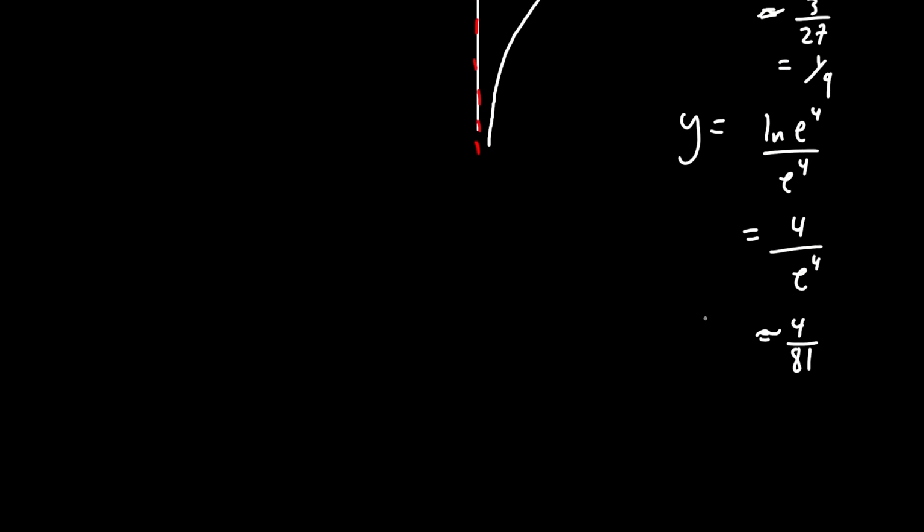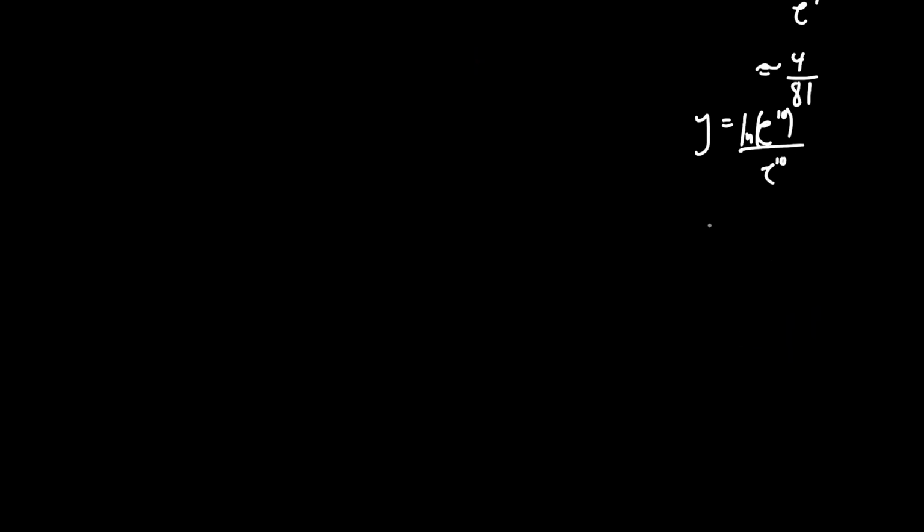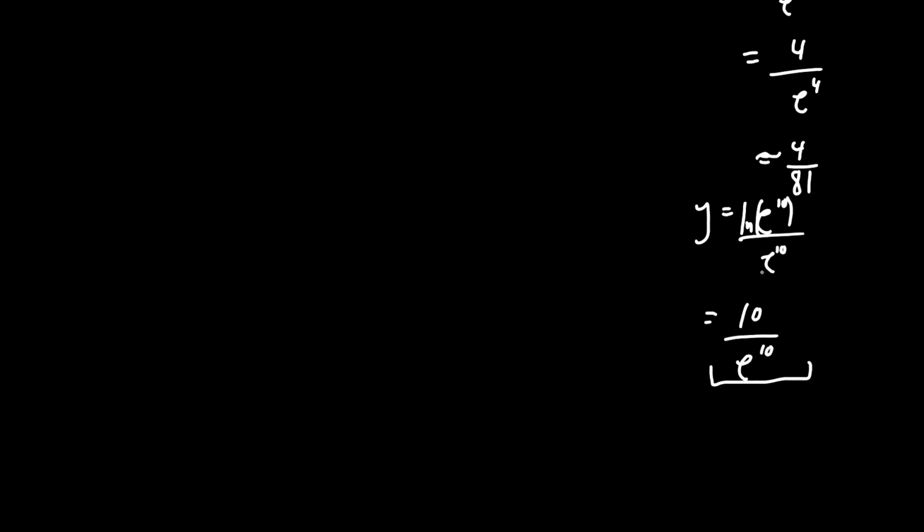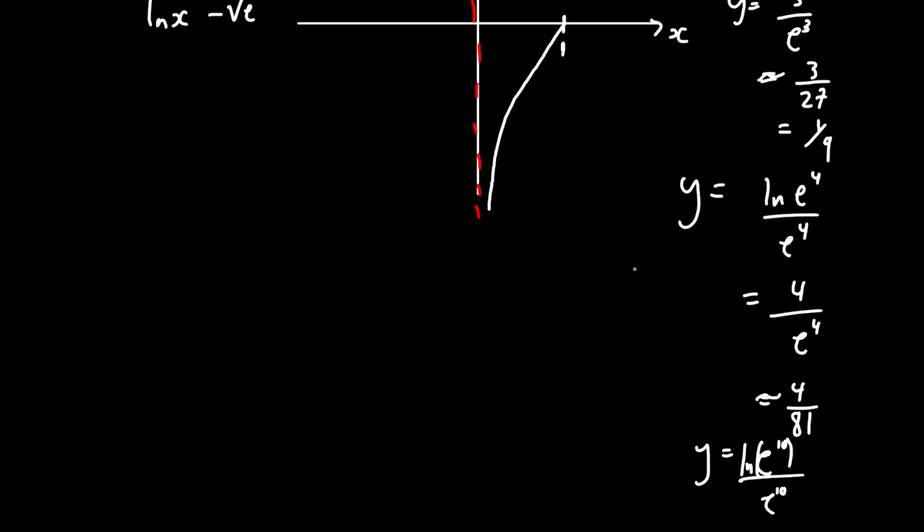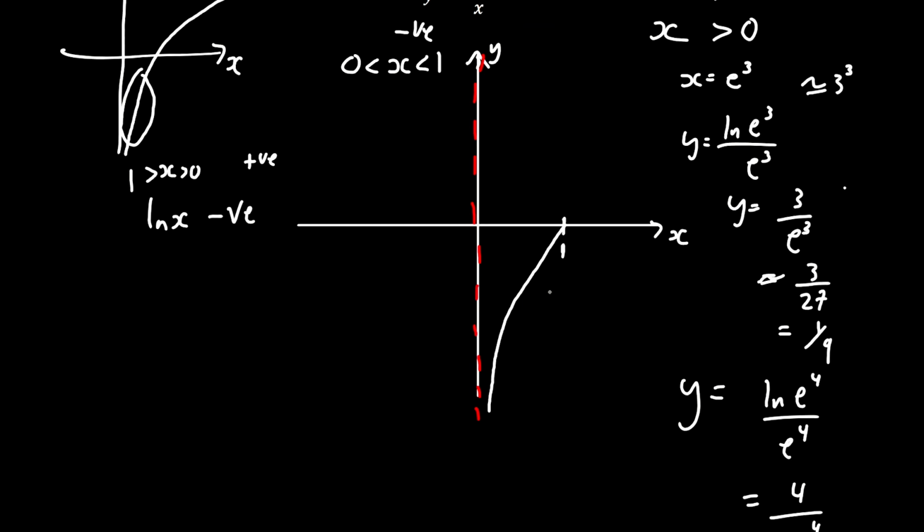And if we start plugging in values of very large powers of e, like natural log of e to the 10 over e to the 10, we could see that this would become 10 over e to the 10, and this just becomes a very, very small value, much less than 0.01, or many, many zeros and then 1. So we can then say there will be an asymptote on the x-axis.